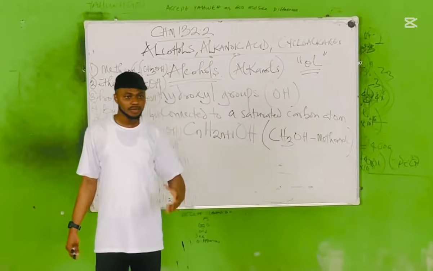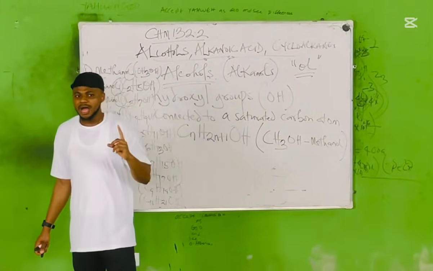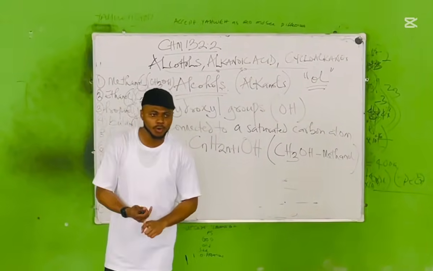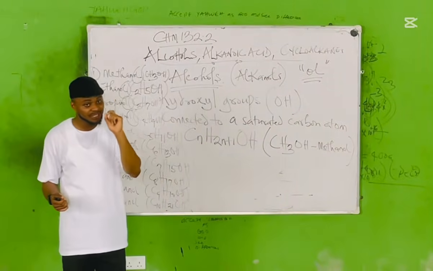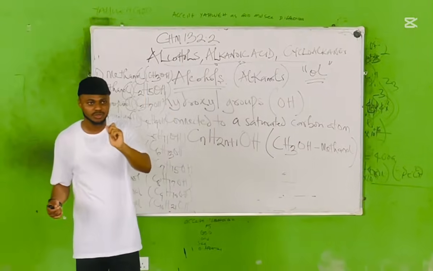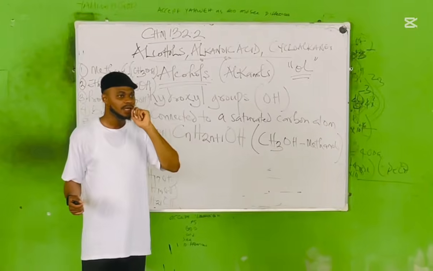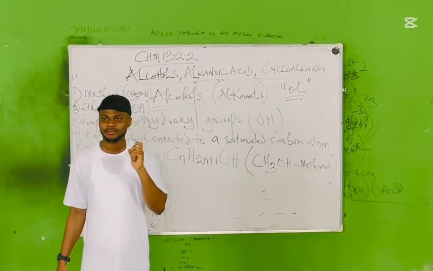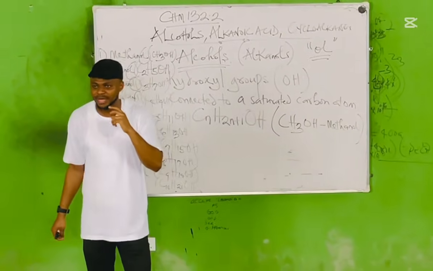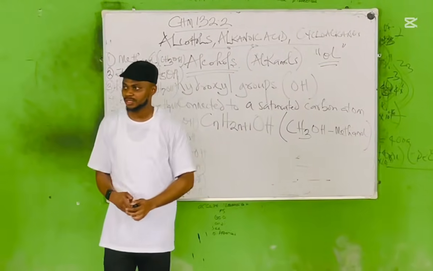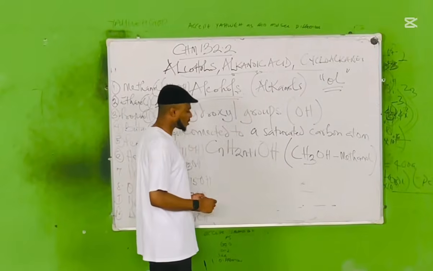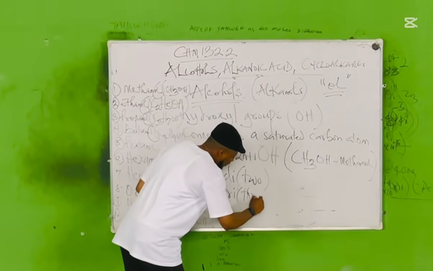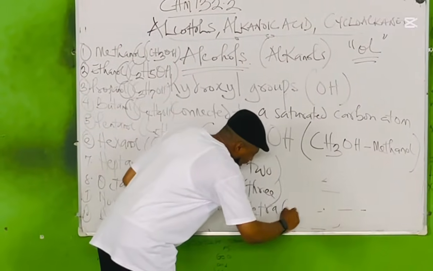Then rule number what now? Rule number 4. Alcohols are named in alphabetical order like all organic compounds, in lower cases, and for multiple substituents, we use prefixes such as di in bracket 2, tri in bracket 3, and what? Tetra in bracket what? 4.